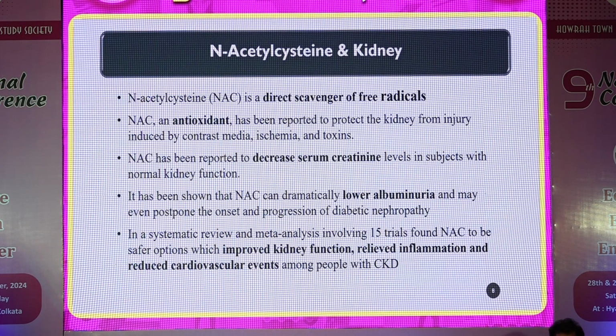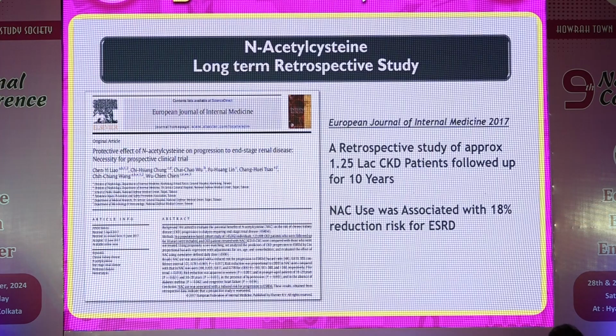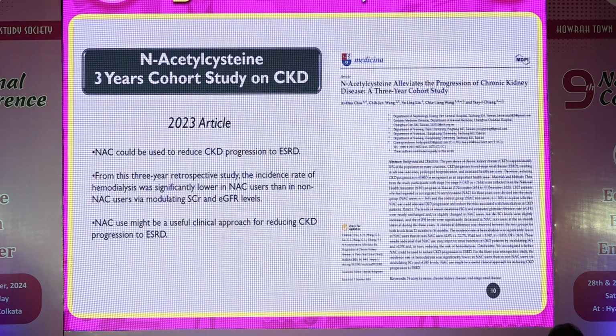We need more studies on levels in subjects with normal kidney function. NAC dramatically reduces albuminuria, and in many systematic reviews and meta-analyses, there were 15 trials associated with NAC, which showed improved kidney function, relieved inflammation, and reduced cardiovascular events. The biggest trial was a Taiwanese trial that included 125,000 CKD patients followed for 10 years, and it was associated with an 18% reduction in the risk of going on to end-stage renal disease.